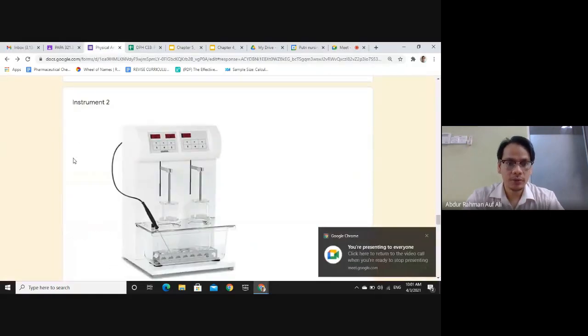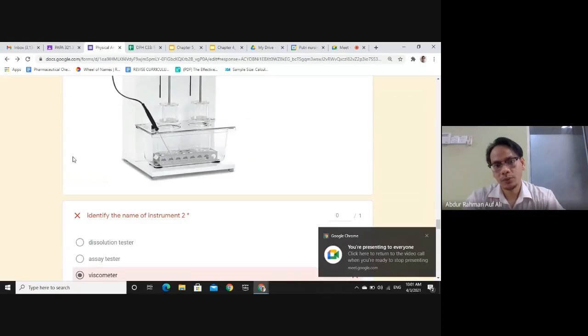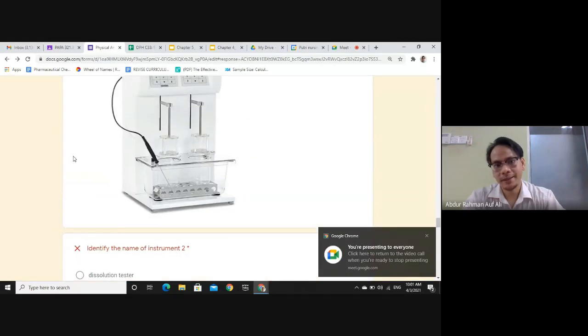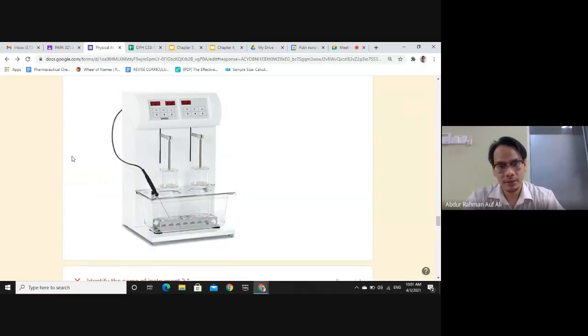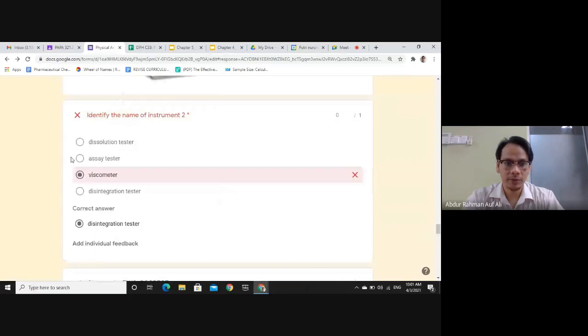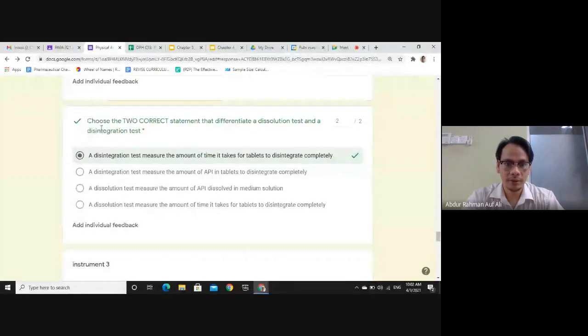Next question, instrument 2. So this is a disintegration tester. Choose the 2 correct statements. So ini yang Shalini tanya saya tadi. Soalan ni sepatutnya boleh pilih 2 jawapan, tapi boleh pilih 1 saja. Saya kena reset balik. Choose the 2 correct statement that differentiate a dissolution test and a disintegration test.